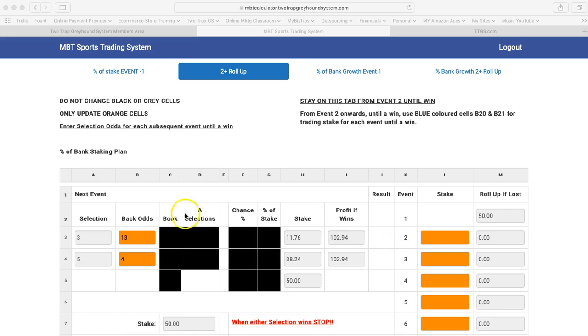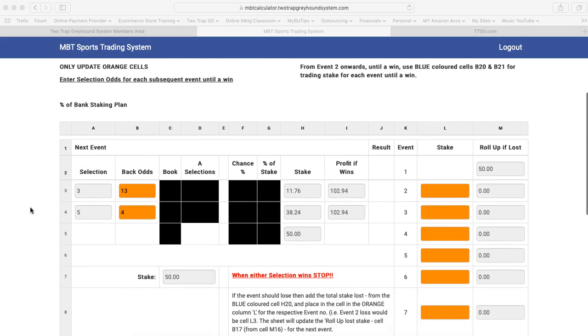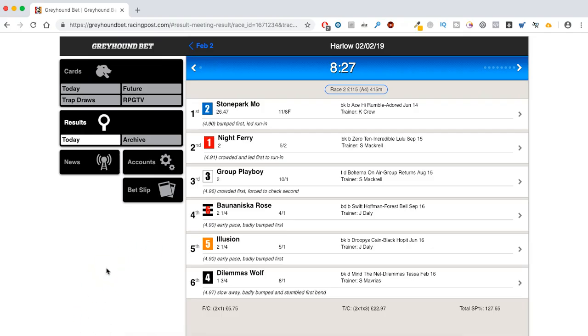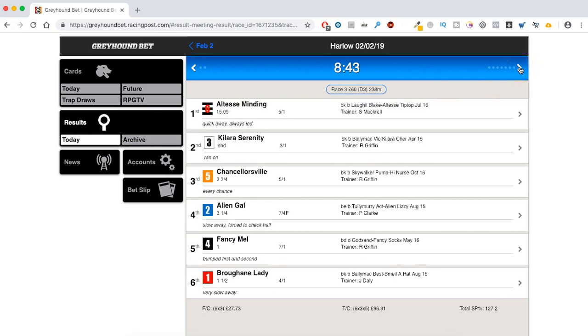So now what we're into is race event number 2, and let's take a look at how that's working on the Harlow race meeting for today. So this is race 2 of the meeting, but it's race 1 of 415 meters. So the next race after the 8:27 was 8:43.